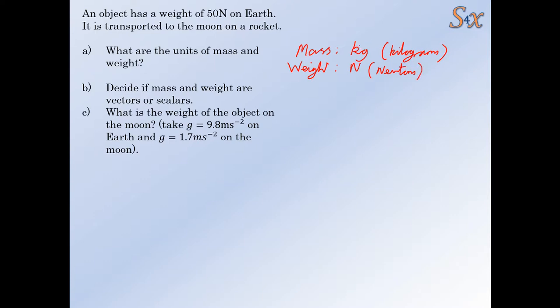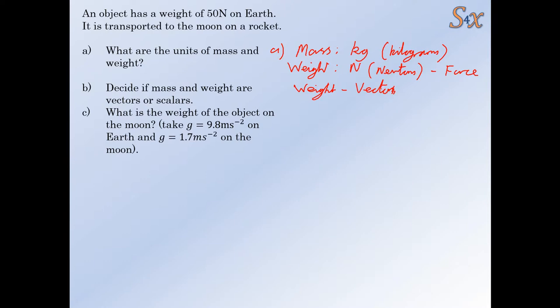Mass is how much stuff there is in something. Weight is the force with which it's pulled towards the surface of the Earth. So note that this is a force. Now decide if mass and weight are vectors or scalars. Well, weight is a force, and forces are vectors. So weight is a vector.